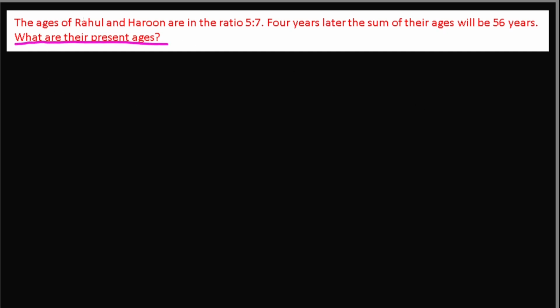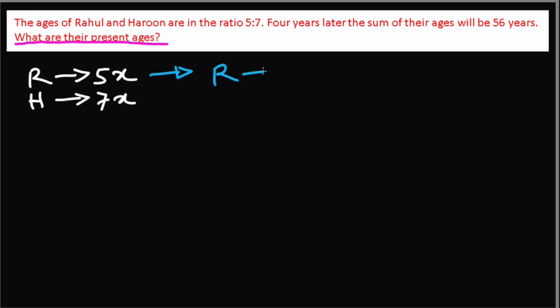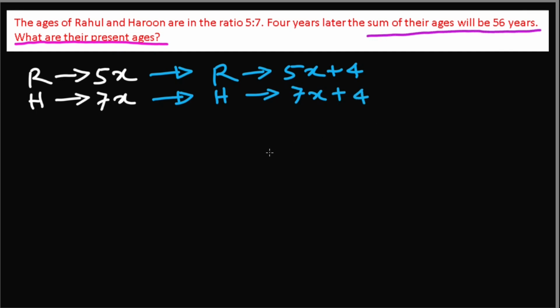Since the present ages of Rahul and Harun are in the ratio 5:7, we assume age of Rahul to be 5x and that of Harun to be 7x. After 4 years, Rahul's age will be 5x plus 4 and Harun's age will be 7x plus 4. It is given that sum of their ages will be 56 years. So from this condition, we write 5x plus 4 plus 7x plus 4 equals 56.